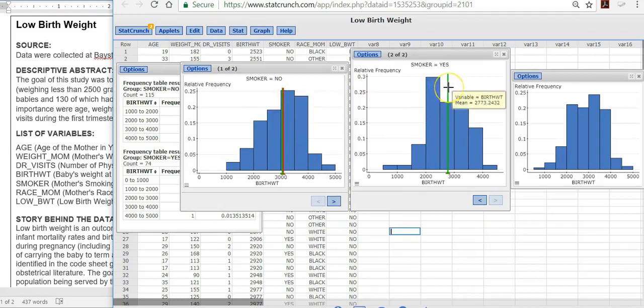And for both of these, the mean and median are very close together. This one, they're so close together that you can't even see the two different markers. In this one, they are also very close together, but you can also see the difference between the two. For the non-smokers, both the mean and the median are just over 3,000. And for the smokers, the mean and the median are both at about 2,800. So that's a major difference between these two, where the center of the data would be.